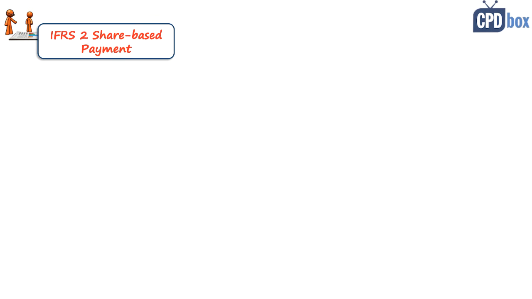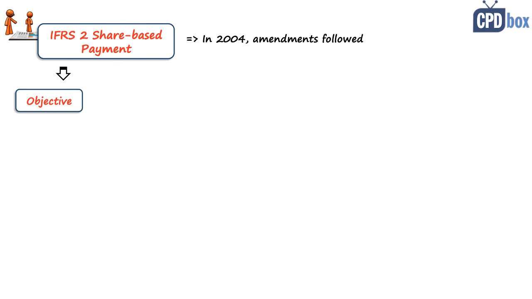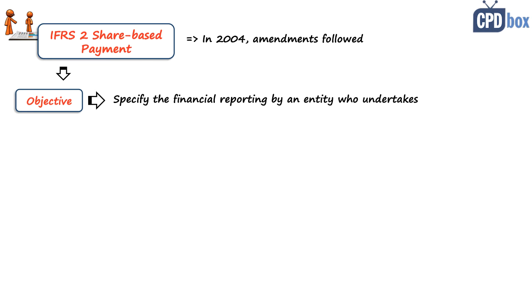So IFRS 2 has been issued in 2004 with later amendments. The objective of IFRS 2 is to specify the financial reporting by an entity when it undertakes a share-based payment transaction. So the entity shall reflect the effect of these transactions in its profit or loss or statement of financial position. So what is a share-based payment transaction?